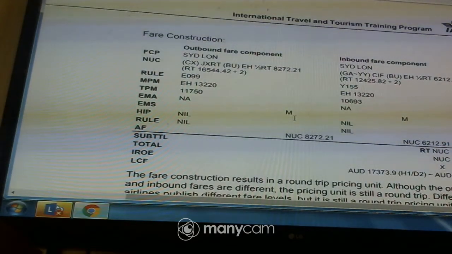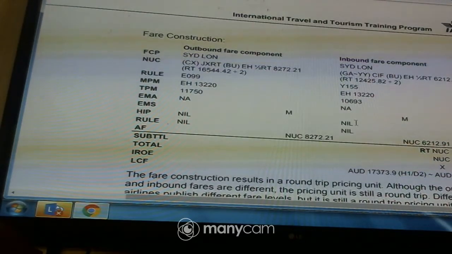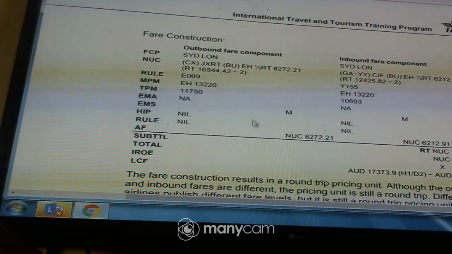Then the HEAP, you remember how to get the HEAP. For the outbound, you start with the outbound, you see whether there's a HEAP. If there's none, like here, there's nil. You do the same in the inbound. The same formula I gave you, that is the origin, intermediate destination. You do it for the outbound. Again, you do it for the inbound. So in this case, they are nil. The rule is nil because we don't have HEAP. Then the applicable fare, we take this fare because we don't have EMS.